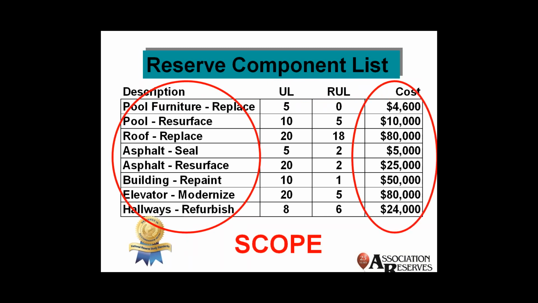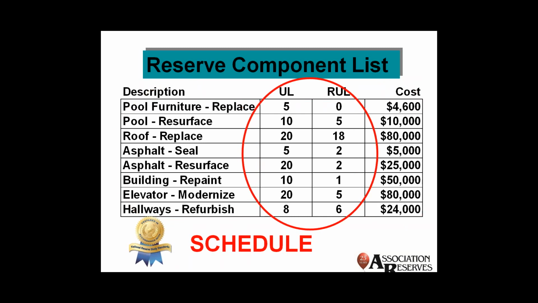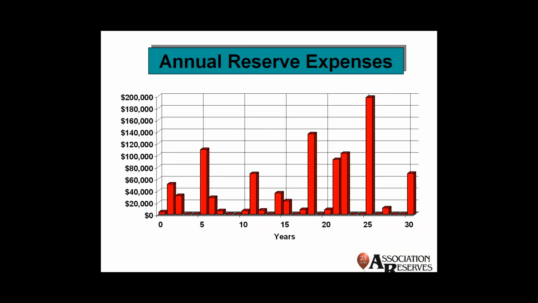The component list, another way we describe it is giving us the scope and schedule of the reserve expenses. The scope is which projects are going to happen and how much they're going to cost, whereas the schedule is when they're going to occur, both how often and when's the next time. Put all this information together, add an inflation factor, and you get the map of reserve expenses facing the association as showed earlier. These are the expenses that need to be funded with stable reserve contributions.